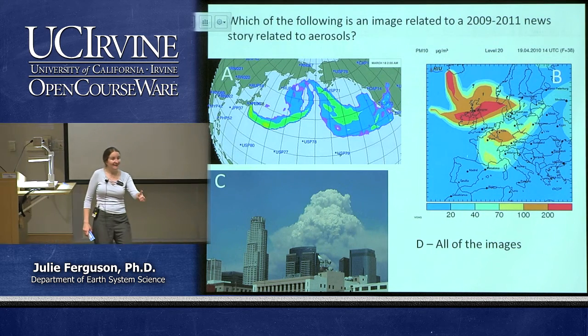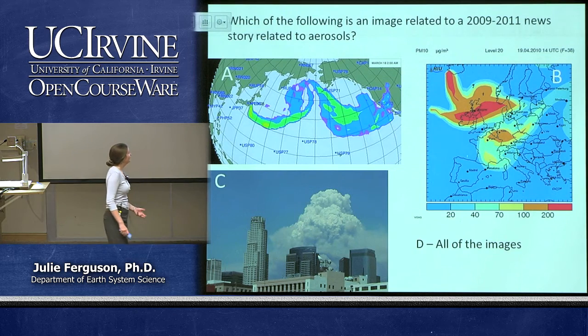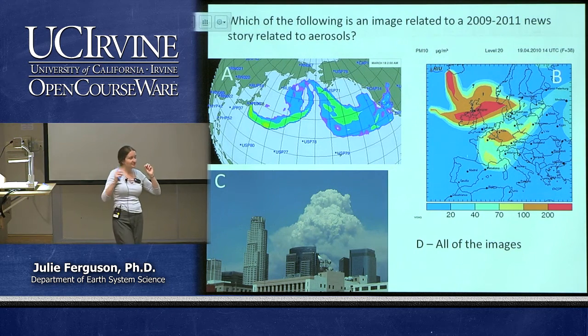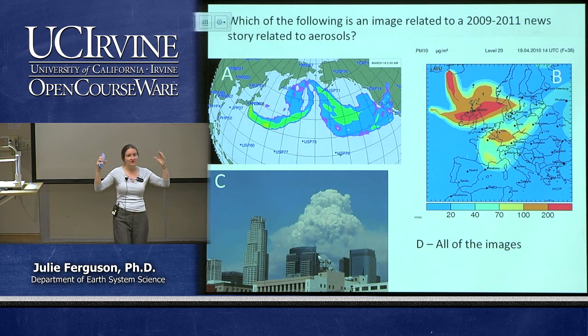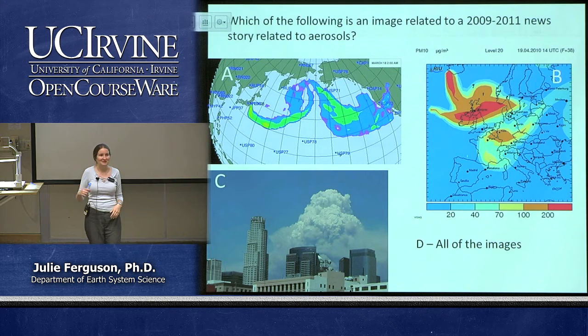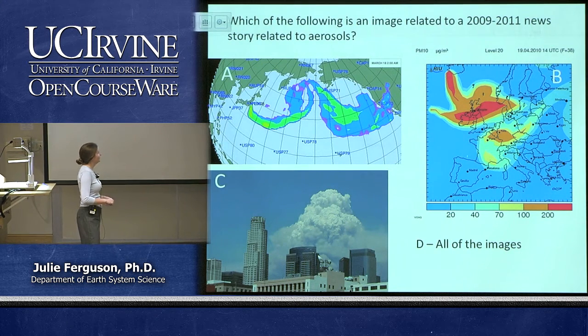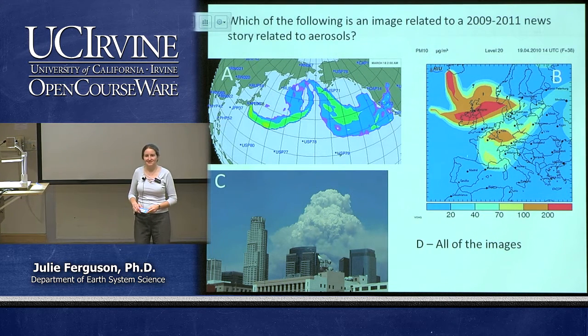Icelandic volcano. The Icelandic volcano, the one that I can't pronounce. And this was the pattern of ash. And remember, volcanic ash is a type of aerosol. This was the ash in the upper atmosphere that stopped the planes flying across from the US to Europe and caused chaos for quite some time. Okay? What about C? Does anyone remember what C is?